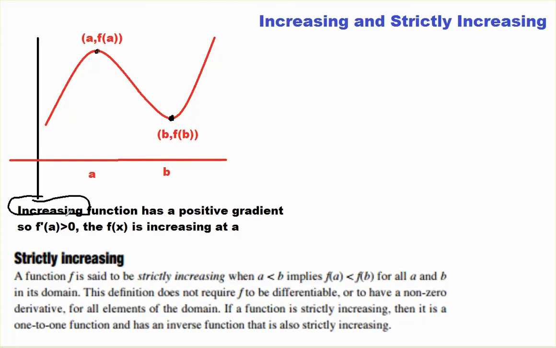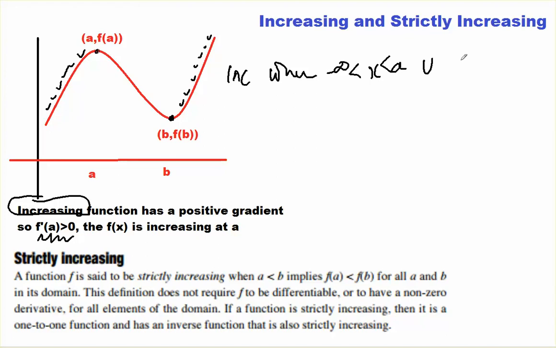Increasing means where it has a positive gradient. Therefore, the derivative at a particular point is greater than 0. So this particular function f of x is increasing here because its gradient is positive, and here because its gradient is positive. Therefore, it's increasing when x is from negative infinity up to a but not including a, and when x goes from b to infinity but not inclusive of b, because at a and at b the derivative is equal to 0.